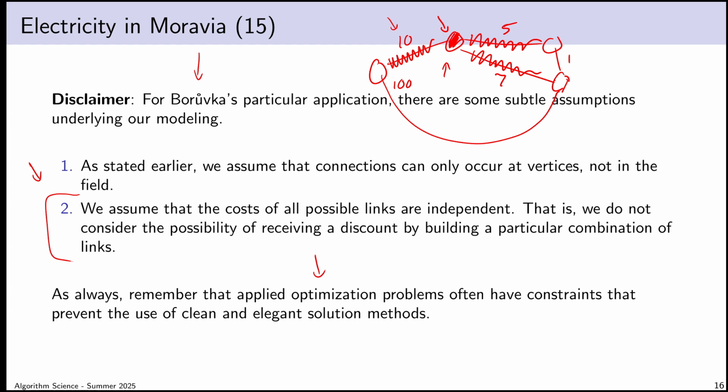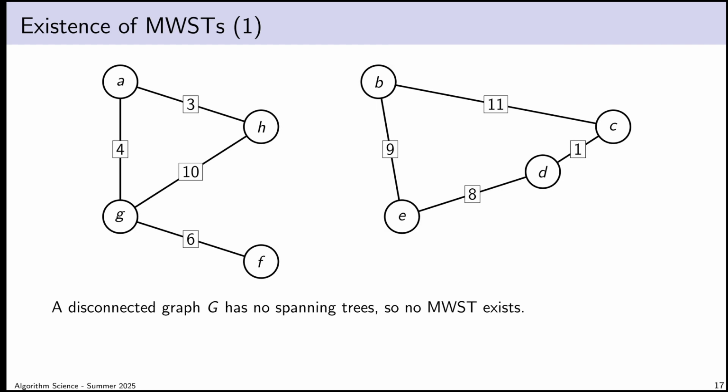I mean, we know that building power lines is a lot more complicated than just choosing a set of routes. There's also the matter of actually physically building them, and what if there are cost overruns or weather or whatever. Okay, that all said, let's actually talk about some algorithms. So first, a disconnected graph has no spanning trees. And in that case, of course, there is no minimum weight spanning tree.